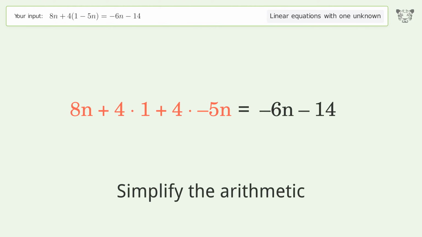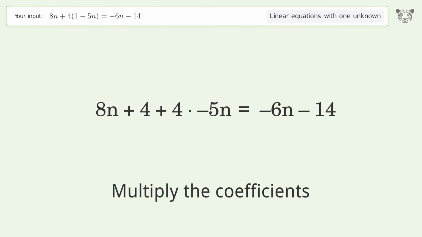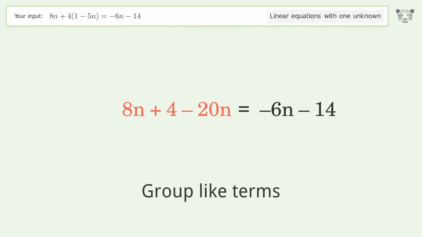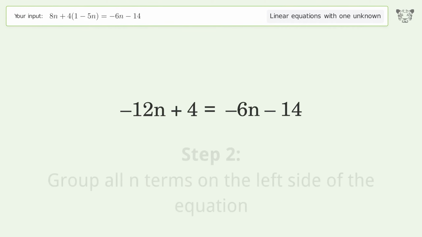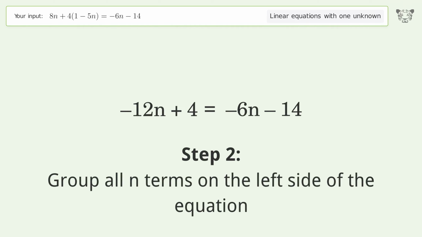Simplify the arithmetic. Multiply the coefficients. Group like terms. Combine like terms. Group all n terms on the left side of the equation.